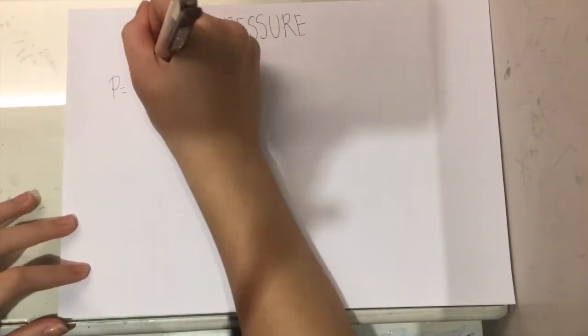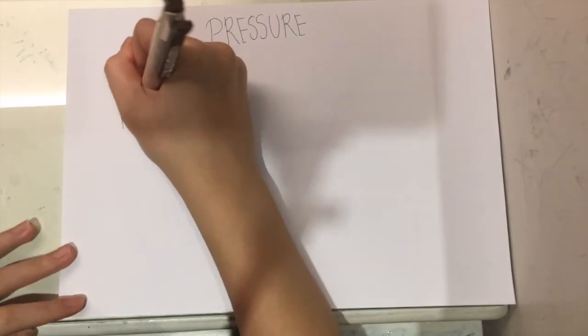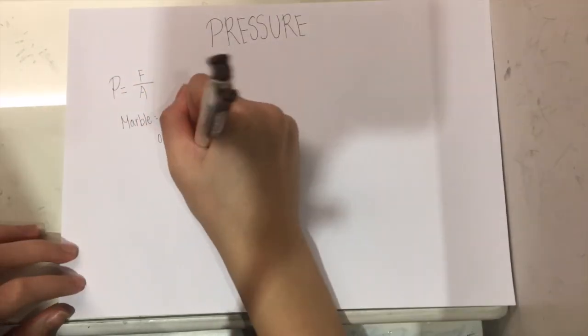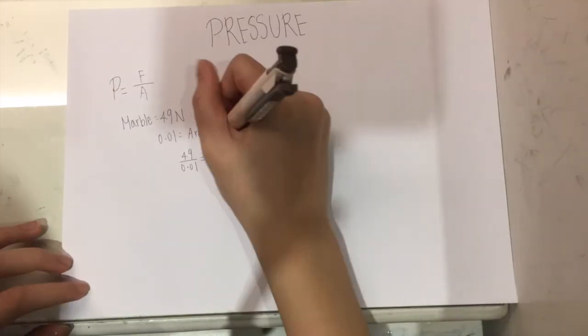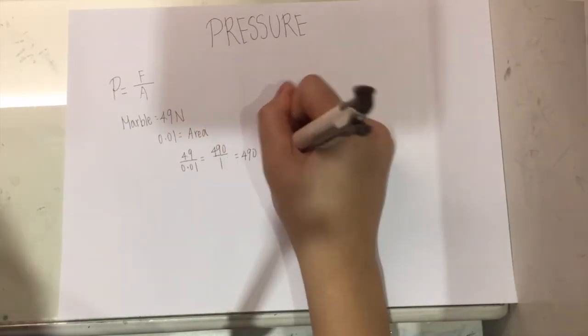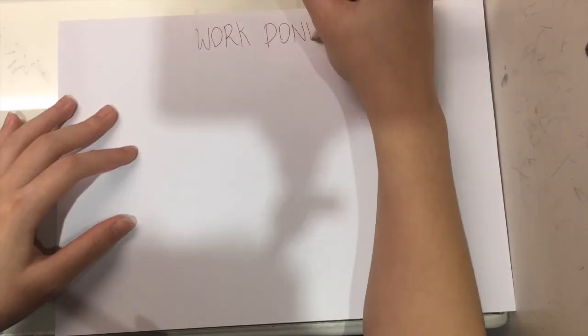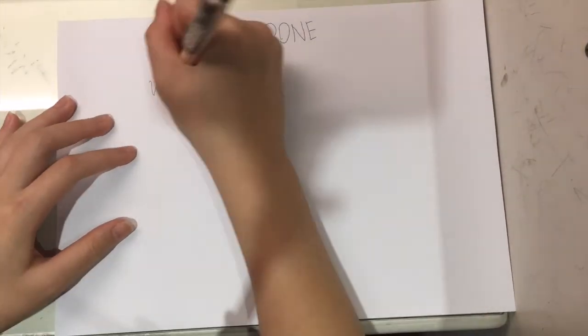Then there's the equation with pressure. The equation with pressure is P equals F divided by A. The force of the marble is 4.9 newtons. The area of the marble is 0.01. So 4.9 divided by 0.01 equals 490.